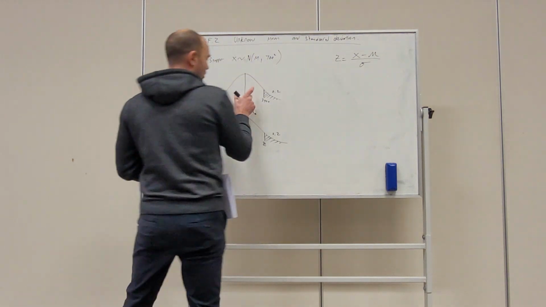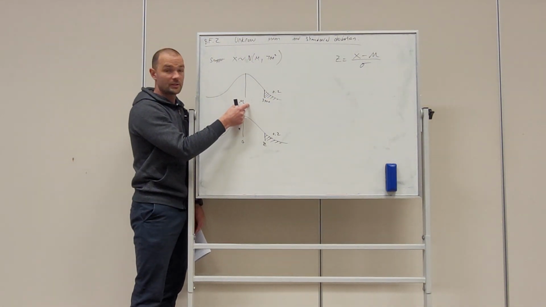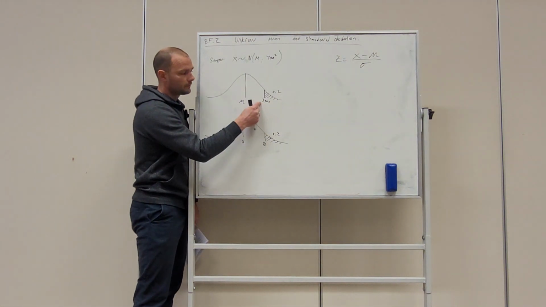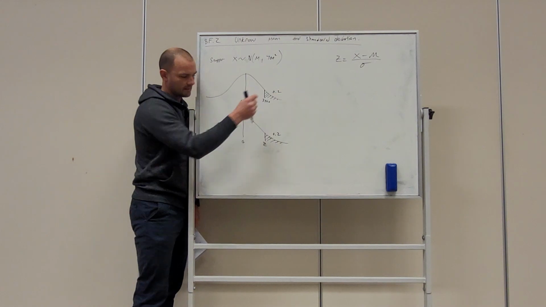So here's what we know. Okay, this is the distribution of snapper. We don't know what its mean is. We do know the standard deviation is 700, and we do know the probability of it being larger than 3,900 is 0.2. That's the 20%.